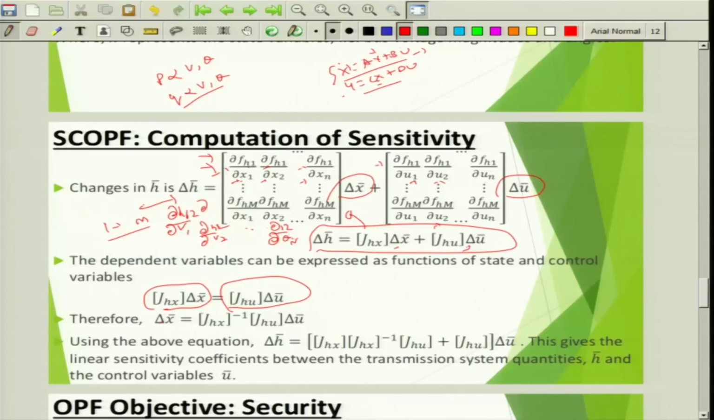That means, if you change the transformer tap position, there will also be a change in voltage and phase angle, right. So you can express delta X as J_HX inverse into J_HU into delta U. Now you put this back into this expression, and you get this overall matrix, where you can directly relate dependent variables with respect to control variables: line flow with respect to change in tap changes, change expressed in terms of var settings and other things. So, this gives the linear sensitivity coefficients between the transmission system quantities H and control variables U.